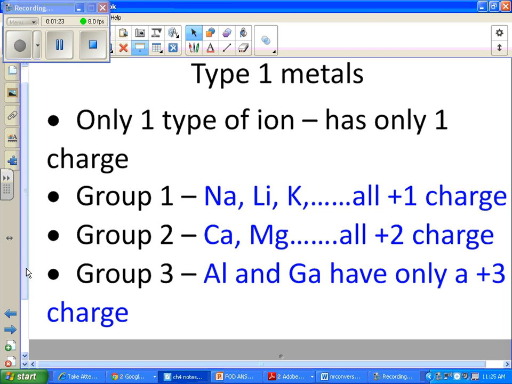Group 2 right next to it has calcium, magnesium, things like that. There's a little 2 above their symbol, so that indicates the positive 2 or +2 charge. And group 3 is all the way by the staircase. You skip the transitions. So it starts with boron, then you have aluminum, gallium. They have a little 3 above their symbol that indicates a +3 charge.